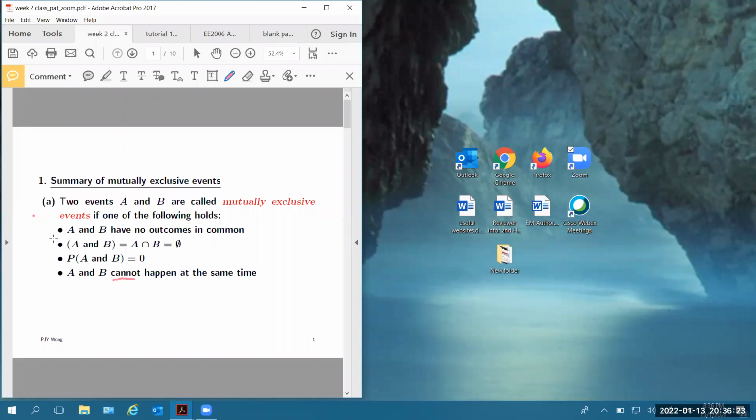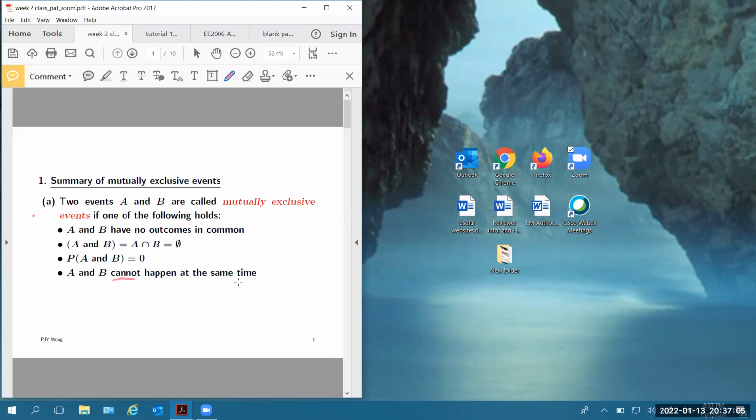Is it okay? So the first line is actually our lecture notes definition: A and B have no outcomes in common. No outcomes in common means that this event A and B, represented by A intersect B, although we don't say intersect, is a null event. The probability of a null event is 0. And because this is a null event, it never happens. So A and B never happens, which means A and B cannot happen at the same time. So this is mutually exclusive.